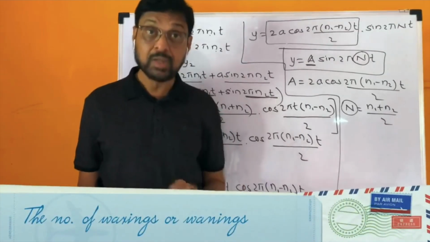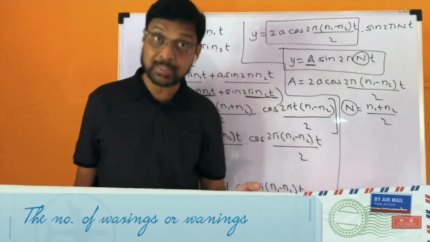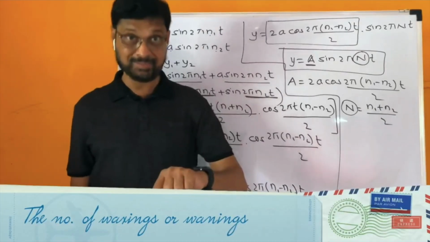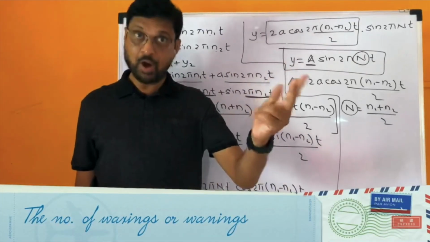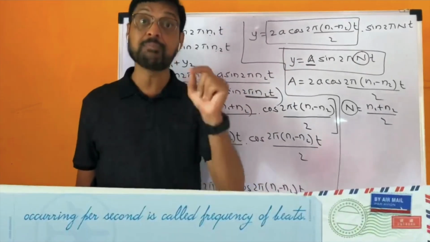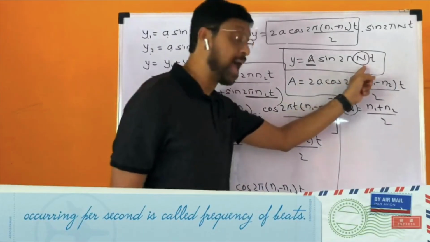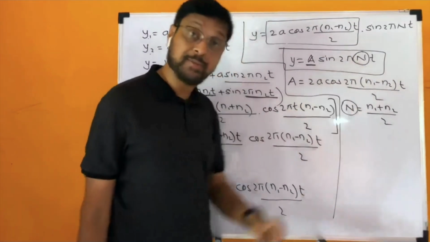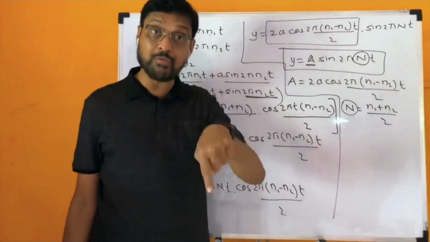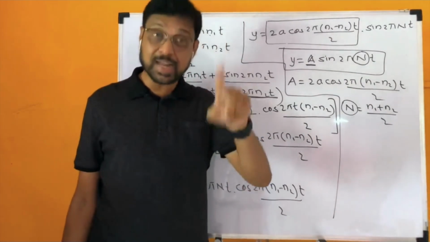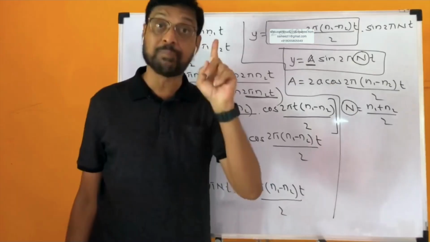Frequency of beats is the number of waxings or number of wanings, the number of maxima or the number of minima occurring per second. This is not that. This capital N is the frequency of vibration, the resultant frequency of vibration of the particle.